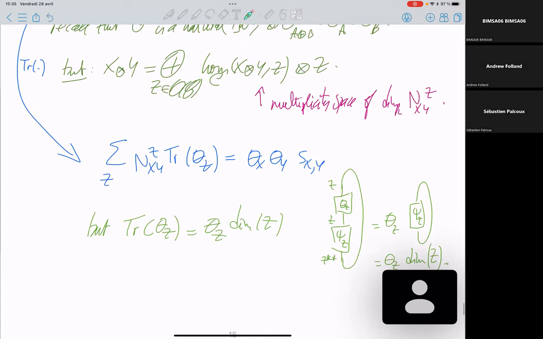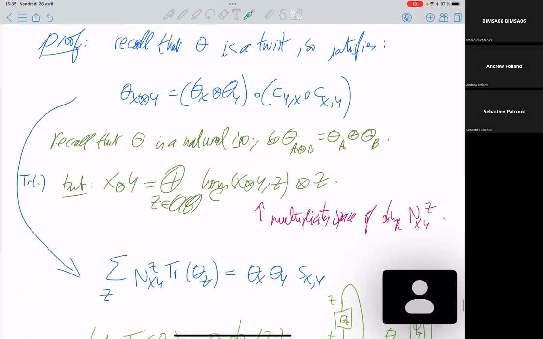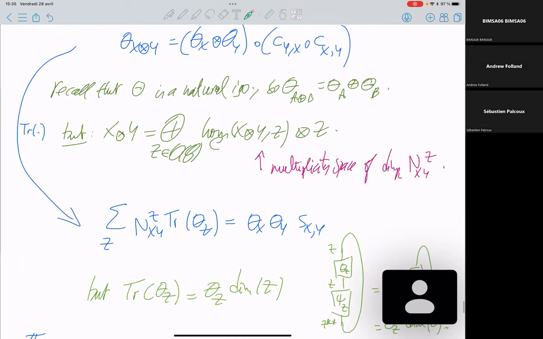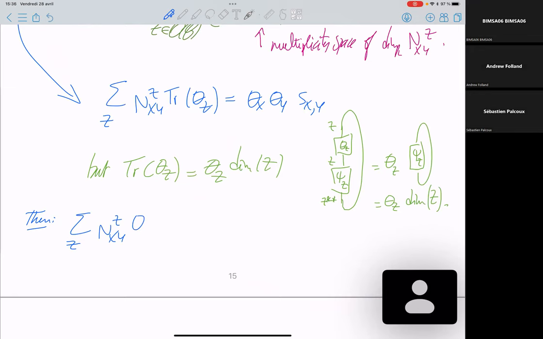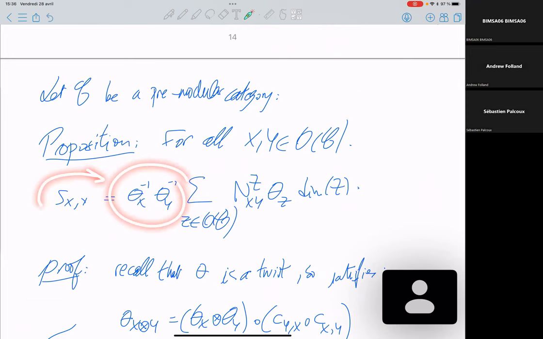because then you have, so you replace that by that, and so you get theta. Yeah, you get exactly what you want. You get some z n x y z, theta z dimension z is equal to theta x theta y s x, like that, and so you get the formula you want by putting on the other side, putting like that. So this finishes the proof.